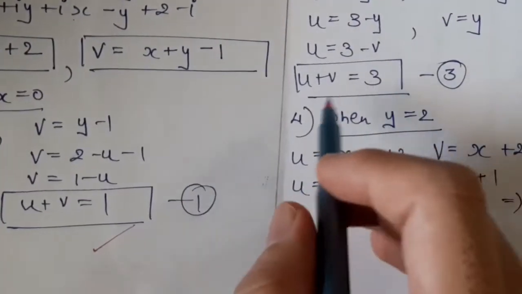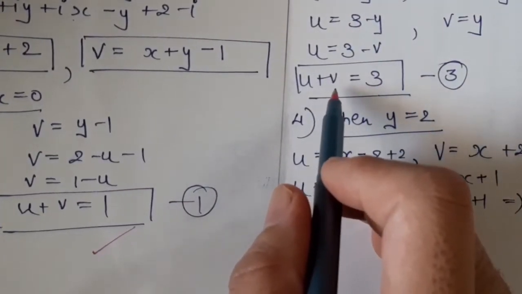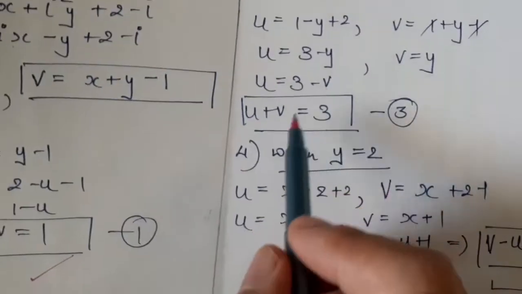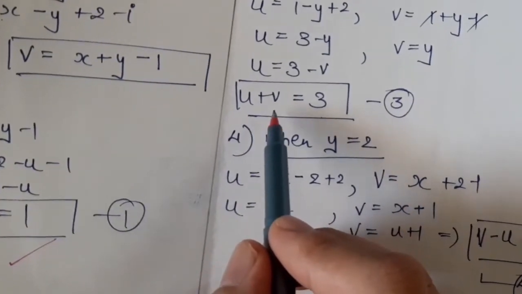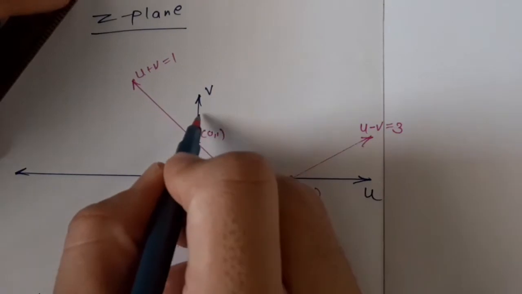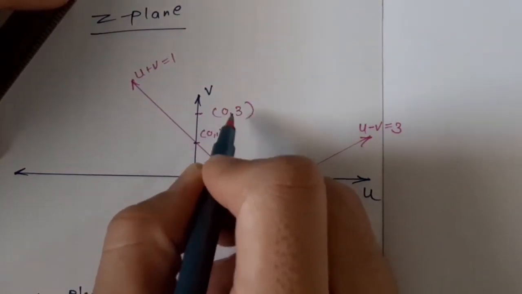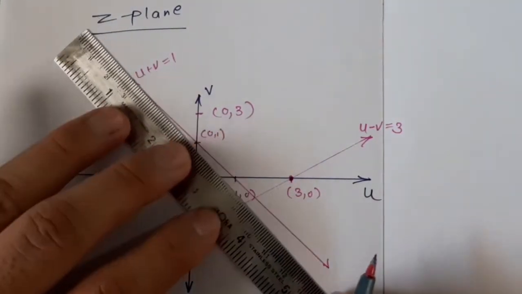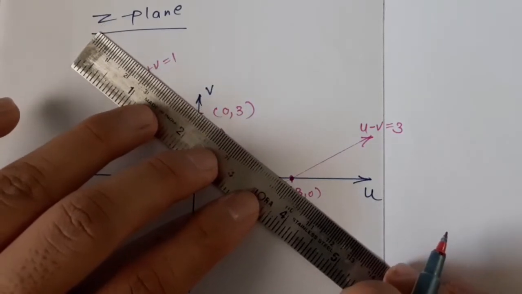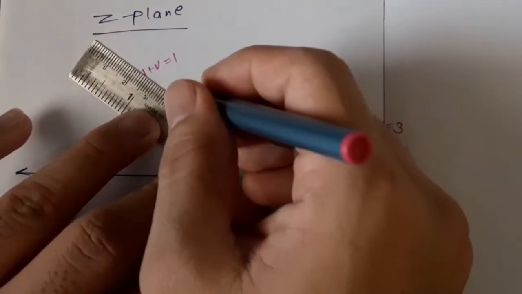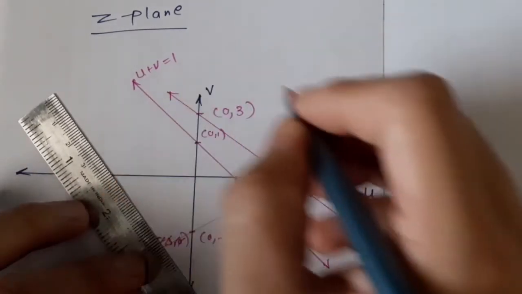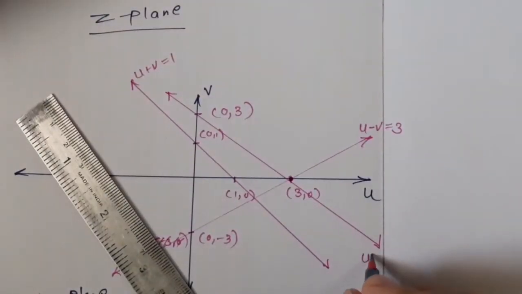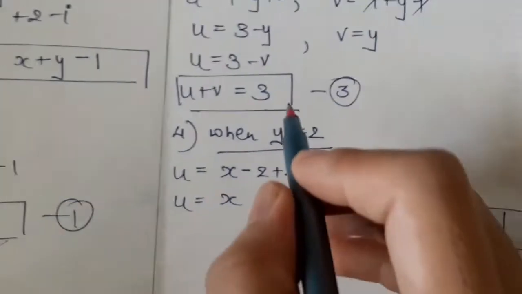Now the third line, that is u plus v equals 3. If we put v equals 0, then we get u equals 3, that means this point only. And if we put u equals 0, then we get v equals 3. So the other point of the third line is (0, 3), that is u equals 0 and v equals 3. This is the line u plus v equals 3, which we have drawn.